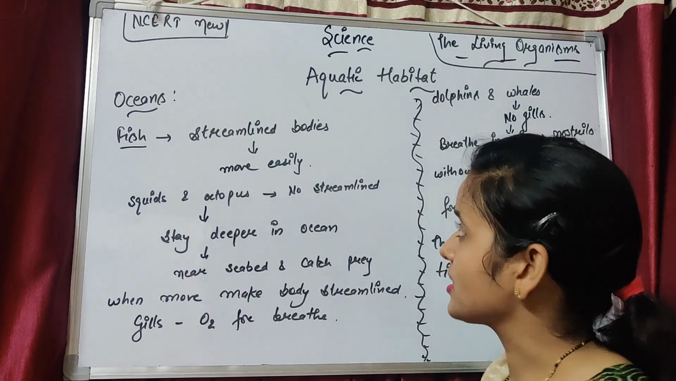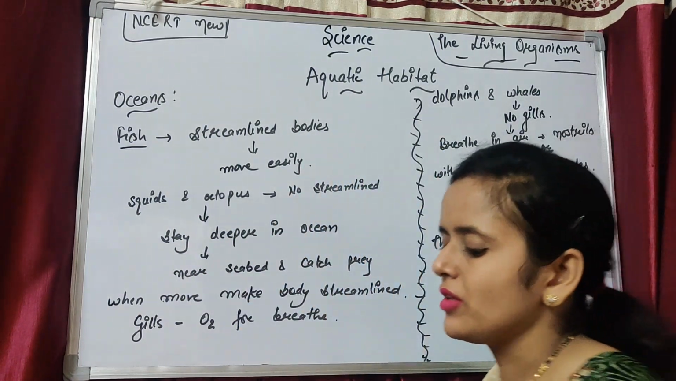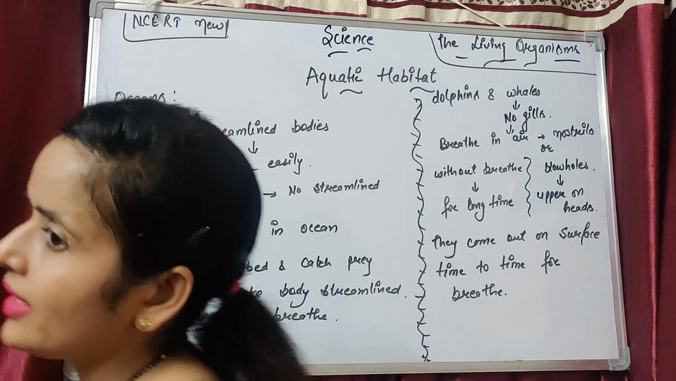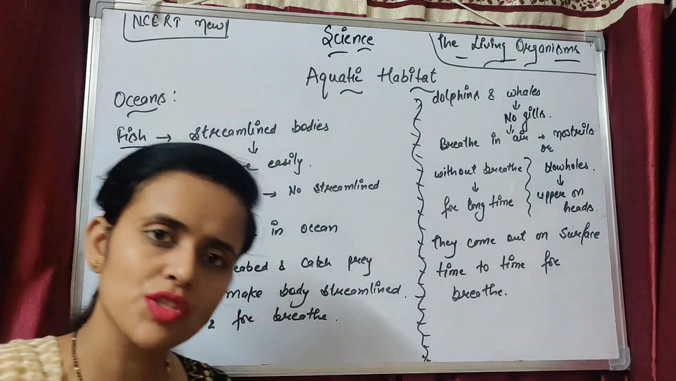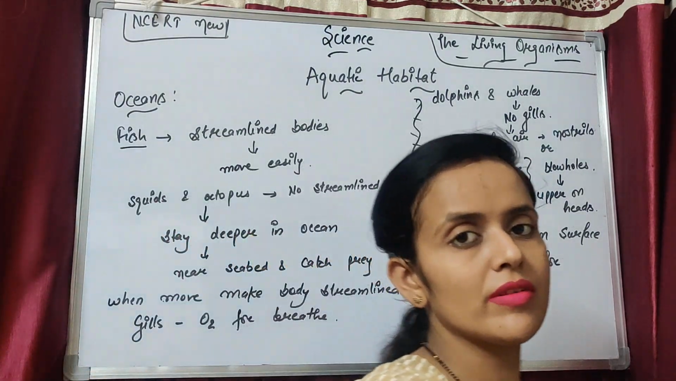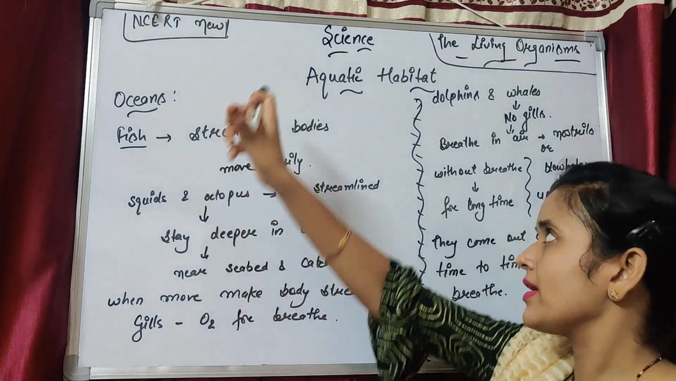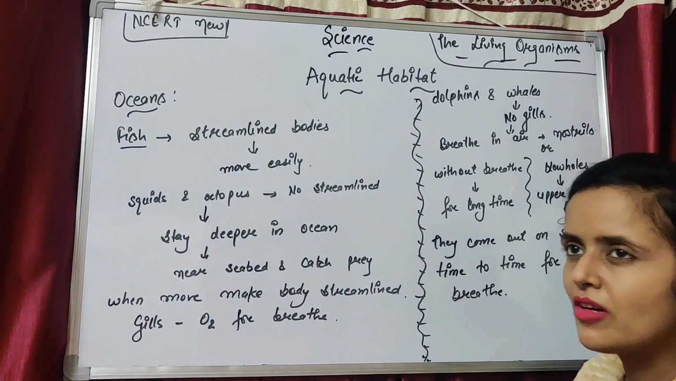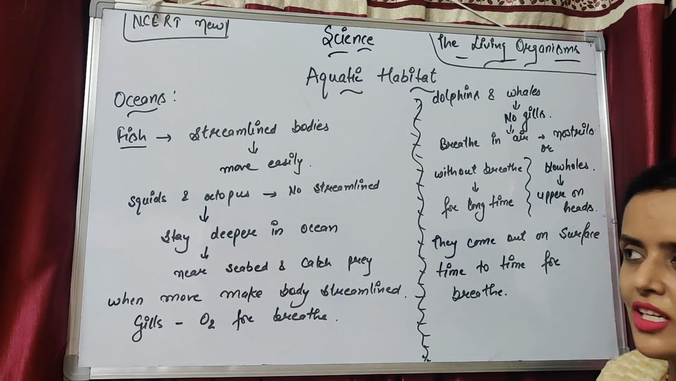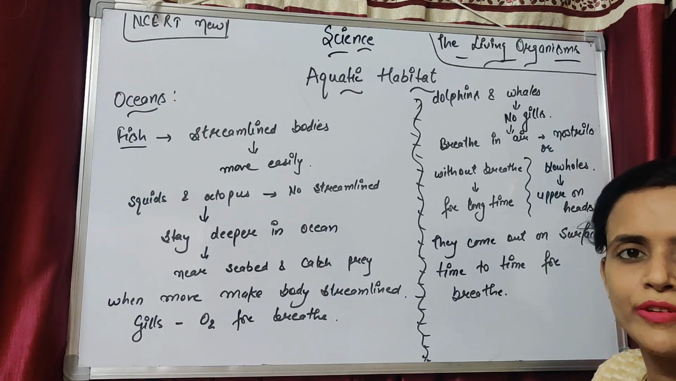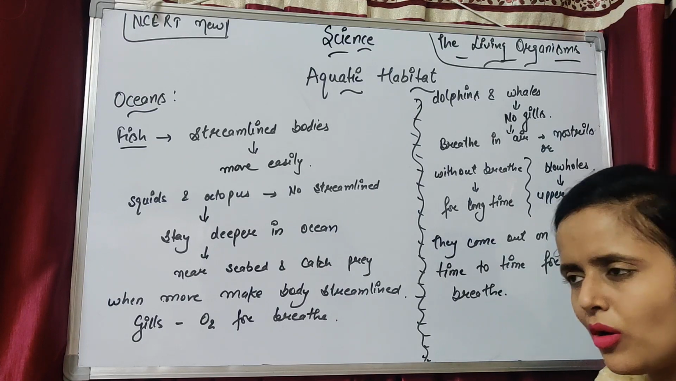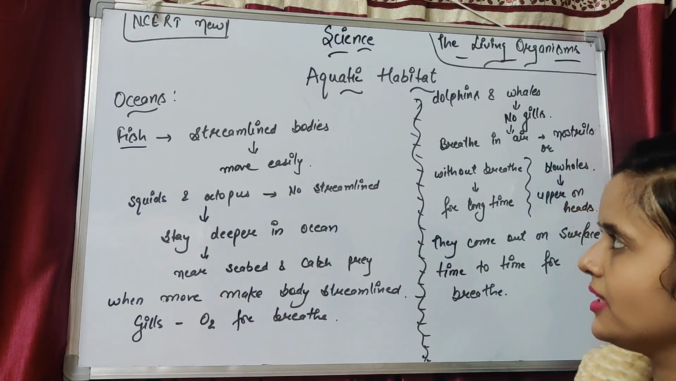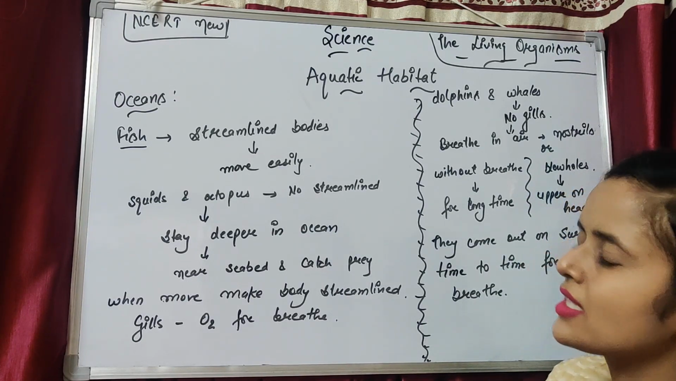So yes, today we will start with aquatic habitat. Yesterday we finished our terrestrial habitat. So our next part of habitat is aquatic habitat. Do you have any interest in aquatic animals like whale, dolphin, fish, crocodile? All of them have an aquatic habitat. So firstly we will discuss the ocean.